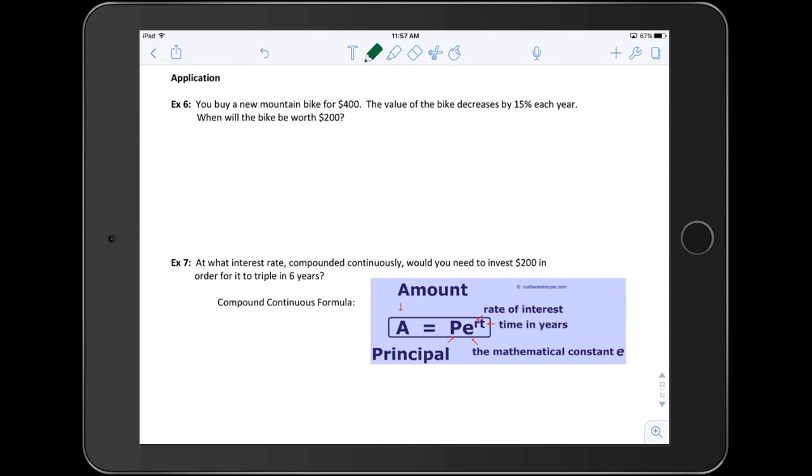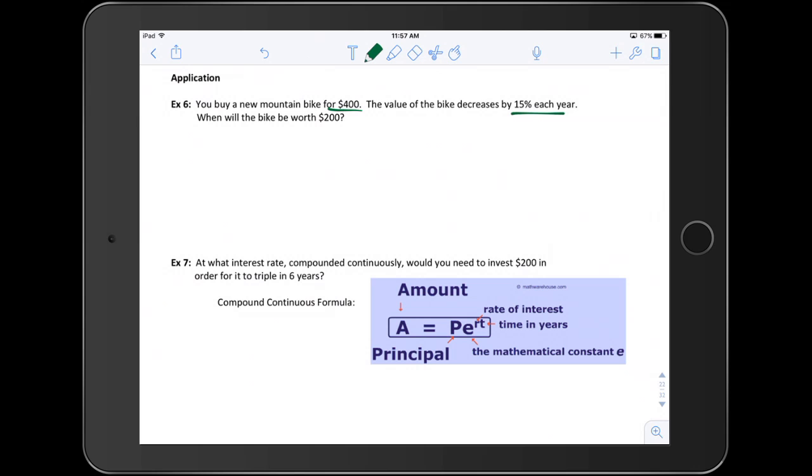So let's start with example 6, which takes us back to the earlier part of the chapter, where you're buying a new mountain bike for $400. The value decreases at 15% each year. When will the bike be worth $200?